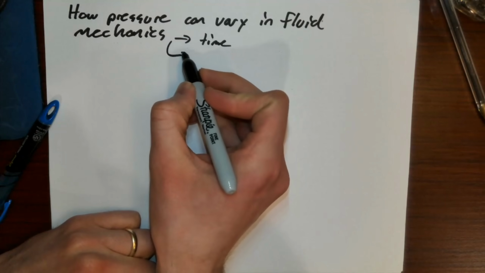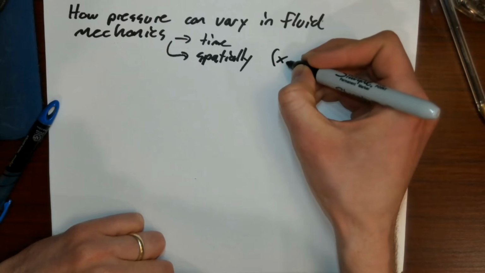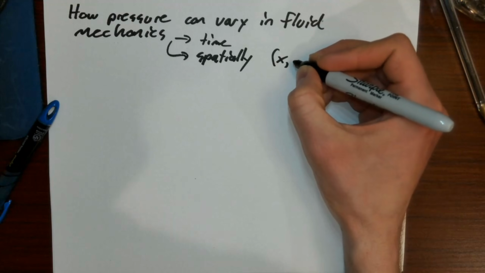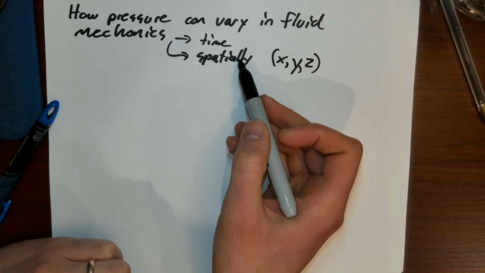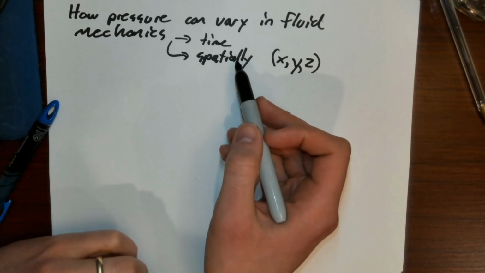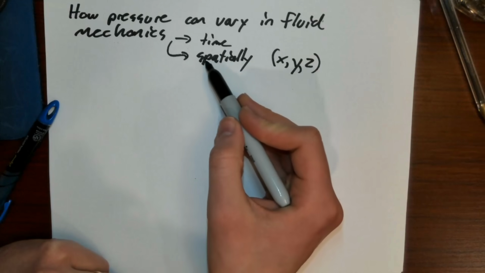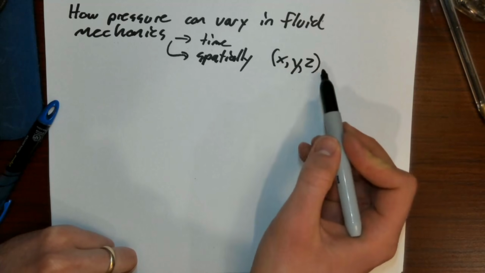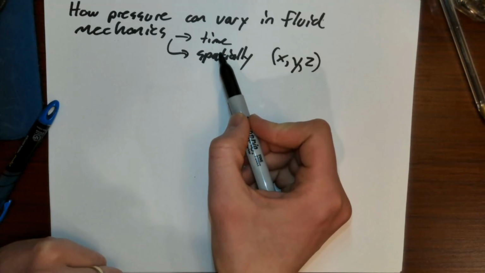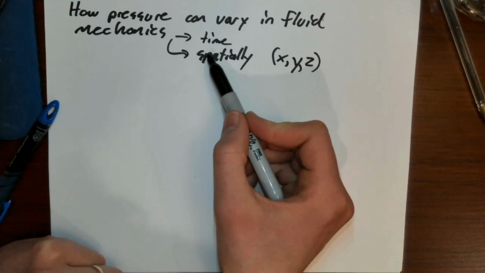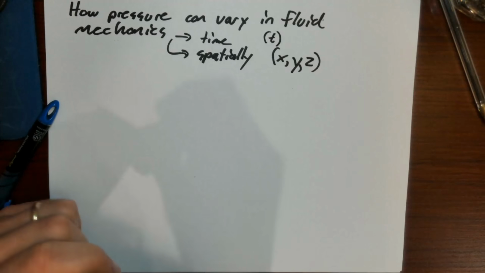Pressure can also vary spatially. When I think about spatial variation, it could vary with x, y, or z. If I were sitting at the top of a pool of water, I might be at some pressure, but if I were to swim all the way down to the bottom of the deep end, I would be experiencing a much larger pressure. So pressure can vary spatially, and for some tricky flows, pressure can vary both with time and space. That can be potentially complicated.